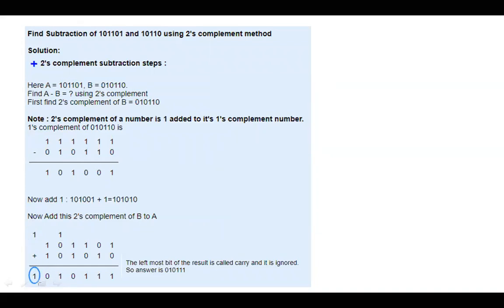So we can see there is a carry that is generated. If there is a carry, what was the thing I told? We have to ignore the carry. If a carry is generated, ignore the carry. So what will be the solution? Equal to 0, 1, 0, 1, 1, which is nothing but our solution 23, the binary number, and the decimal notation is 23. You can verify this using a calculator also.